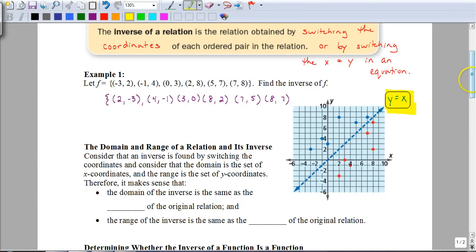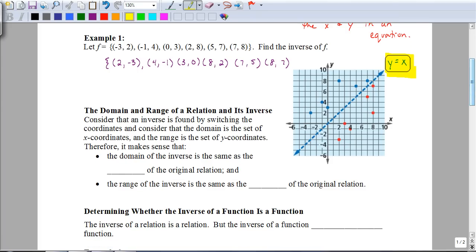Okay, let's look at some other information here dealing with what we've just done. So this next section is about finding the domain and range of a relation and its inverse. Remember, the domain for a relation is the set of x's. So the domain for this particular problem would have been -3, -1, 0, 2, 5, and 7. And the range would be the set of y's, the output value. So the range for this first example would be 2, 4, 3, 8, 7, and 8.